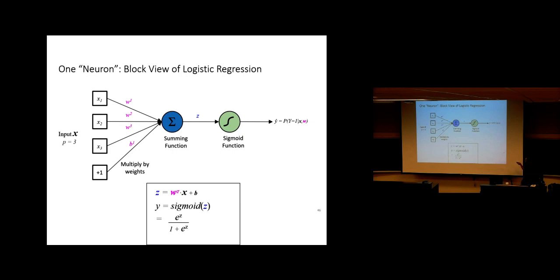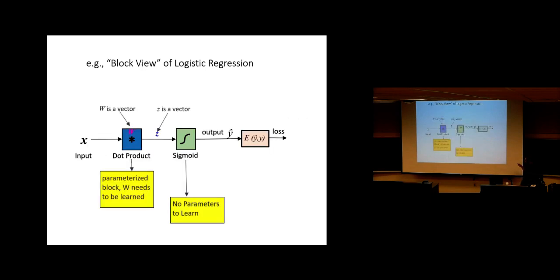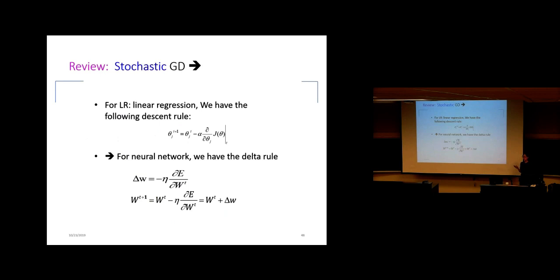The squashing view can be totally represented by a composition of a summation function and the sigma function, which is this function. It's called the sigma function, an S-shaped function, which is the second view. And you can also add that cross-entropy loss, which I just derived, as one of the blocks in this block representation. Then you can use stochastic gradient descent to solve it.